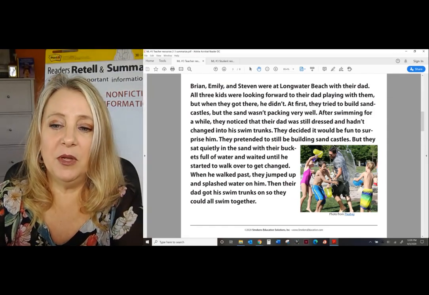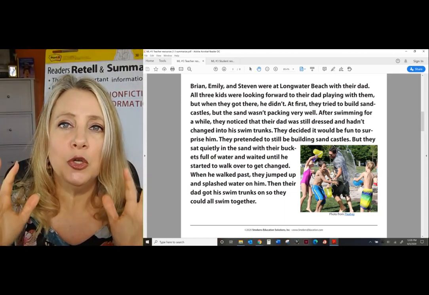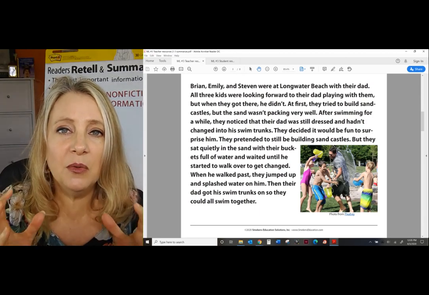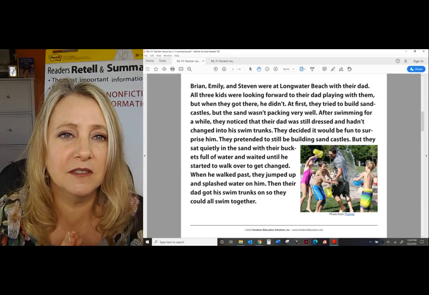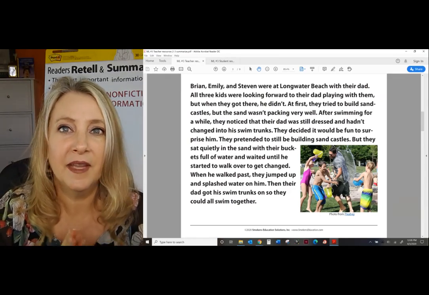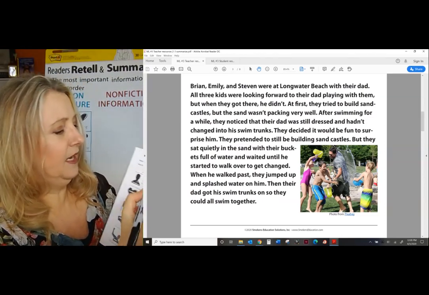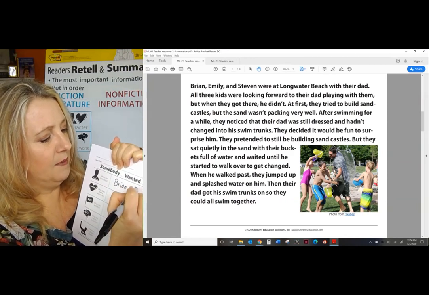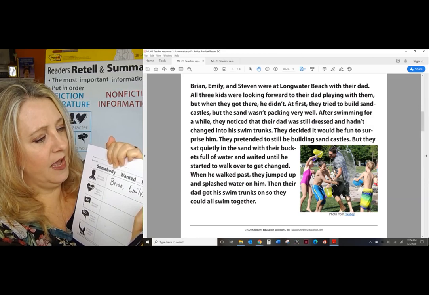Okay, so I'm going to put the passage up and we're focusing in on the somebody. Who would be the most important characters? Who really was having the problem? Go back in and read the first sentence. Yeah, it's right there in the beginning. I agree. Brian, Emily, and Stephen. So that's what we're going to write. Brian, Emily, and Stephen. You got it.